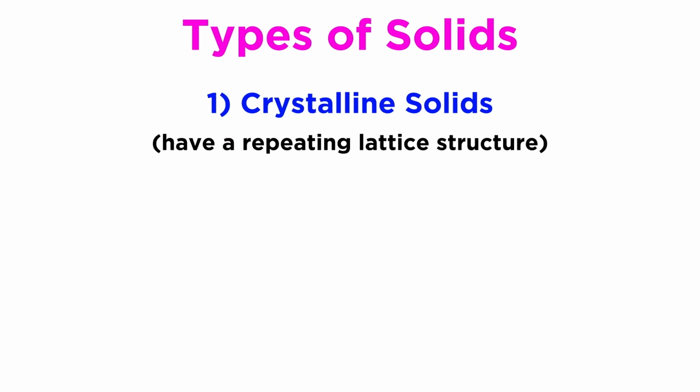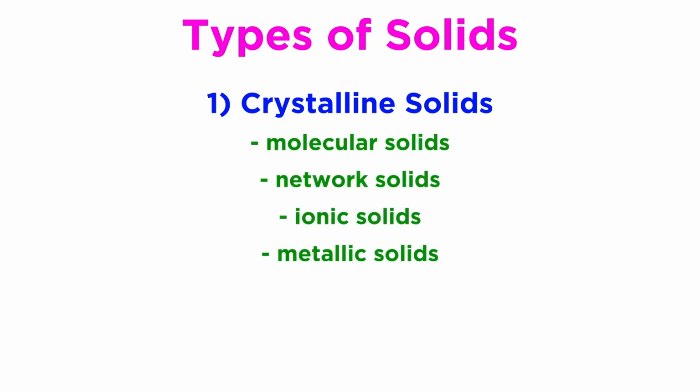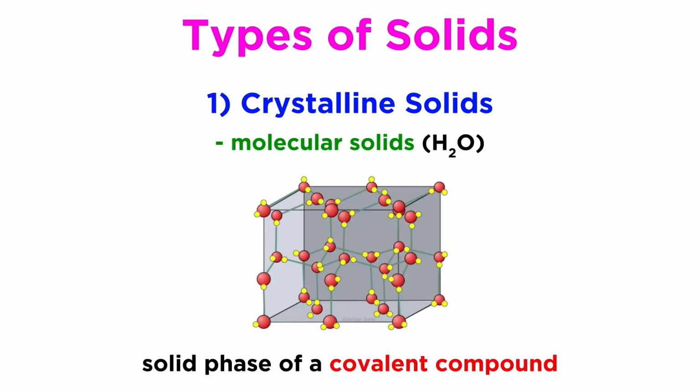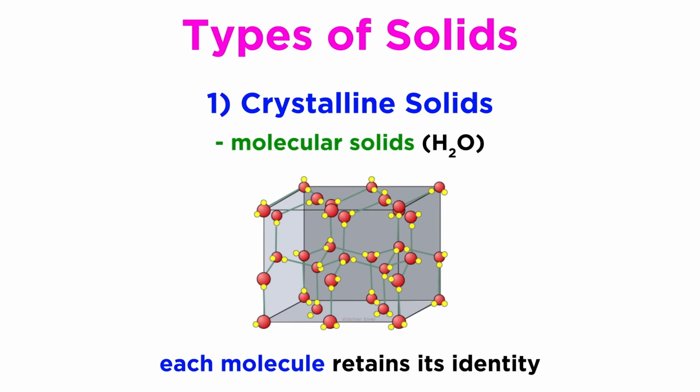First, we have crystalline solids. These are solids that have some kind of reliable and repeating structure, and they can be categorized as molecular solids, network solids, ionic solids, and metallic solids. Molecular solids are just the solid phase for small molecules. So when water freezes to form ice, that's a molecular solid, because it's a bunch of tiny water molecules frozen in a particular lattice structure, which allows hydrogen bonding to occur. Each molecule retains its own identity and is connected strictly through intermolecular forces.